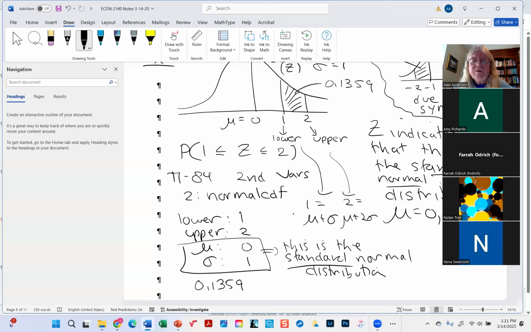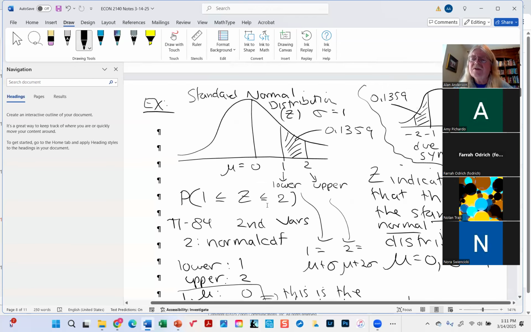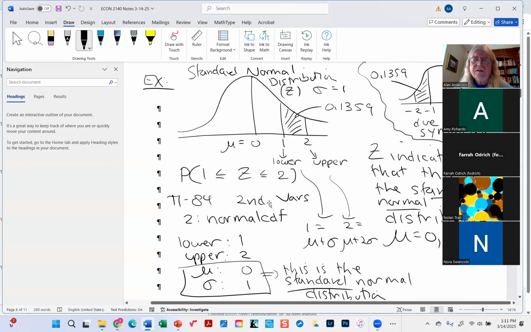Now, once you have the lower limit of 1, upper limit of 2, the mean of 0, and standard deviation of 1, you go ahead and calculate it, and you should see 0.1359, which means 13.59% of the total area under the curve. Okay, so this is a perfect example of how to calculate a probability for the standard normal distribution.